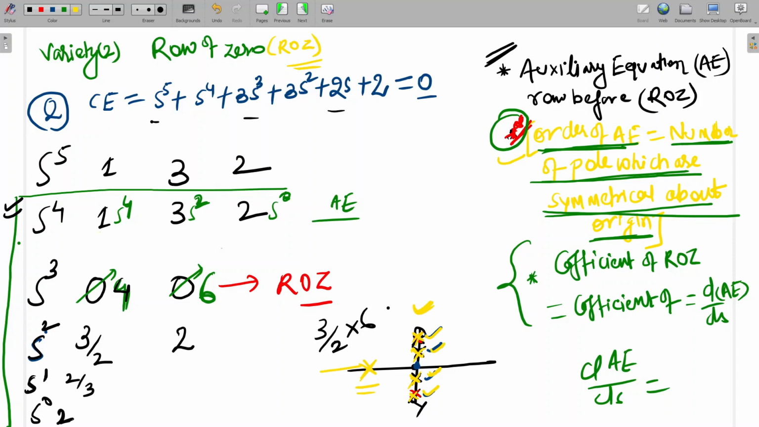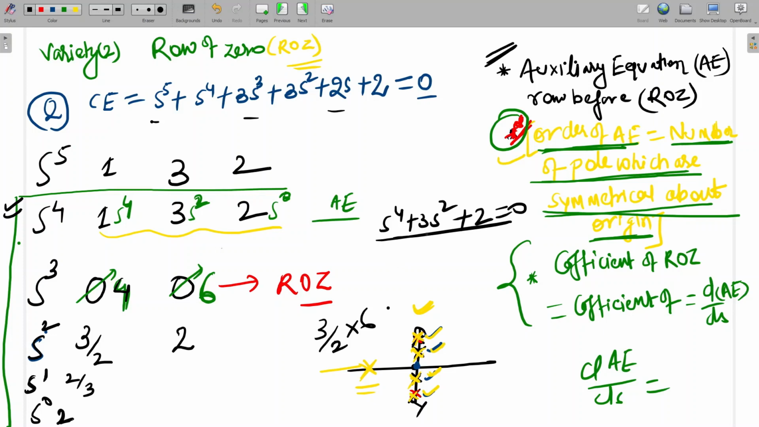So what will be the auxiliary equation solution? That will give some poles. The solution of the auxiliary equation gives the poles on the j omega axis. So here we have s to the power 4 plus 3s square plus 2 is equal to 0. Is it correct? Can we factorize this one?